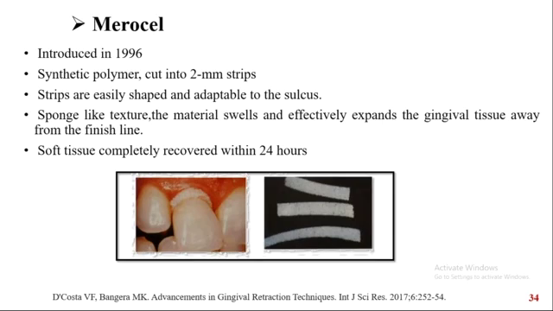Coming to Merocel. Merocel is a synthetic polymer, that is polyvinyl acetate. Now they are cut into 2 mm strips and they are easily shaped and placed into the gingival sulcus. Interim provisional restoration is placed and the patient is advised to bite on it for a period of 10 to 15 minutes. Now Merocel contains a sponge-like porous structure.